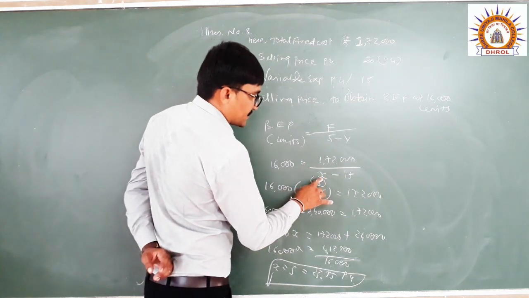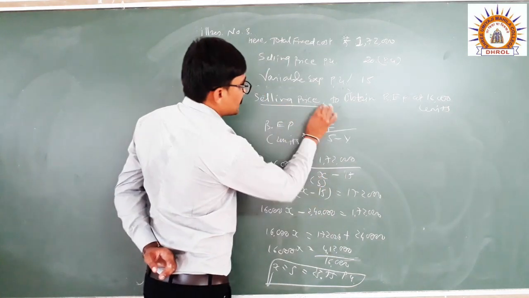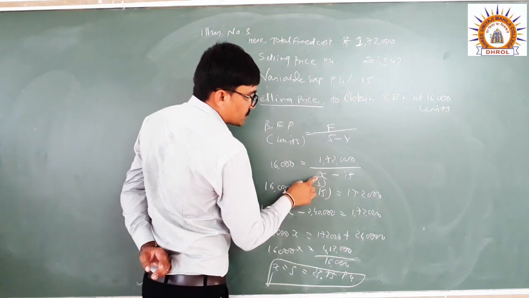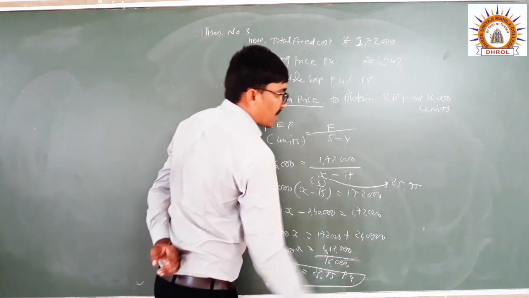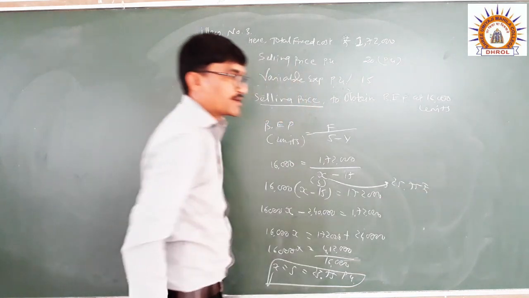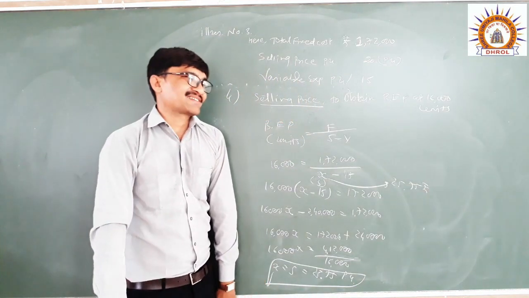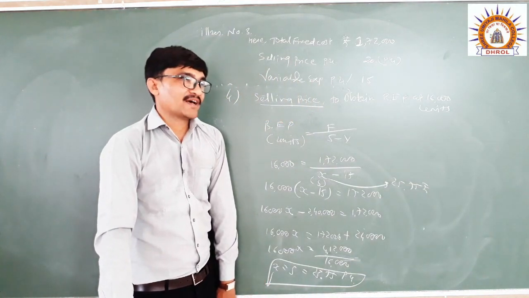So the new selling price is 25.75 rupees per unit. So in the next lecture we will see, and let me try to explain a practical example.